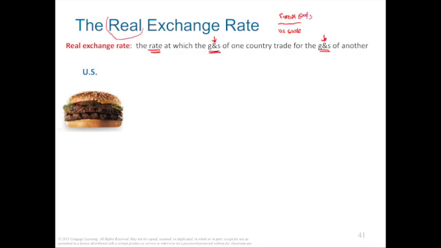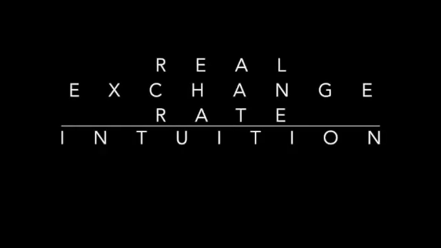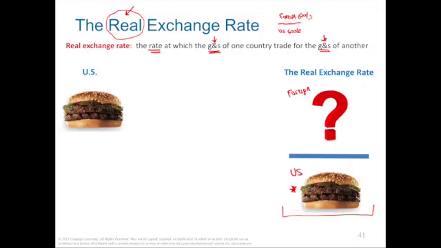And the real is coming from the fact that we're talking about the rate at which baskets of goods trade with each other. So the real exchange rate is this number that tells us, for a US good, a US burger, how many foreign goods, in this case burgers, would you get? So let us try to derive in an intuitive way how we can compute this ratio.